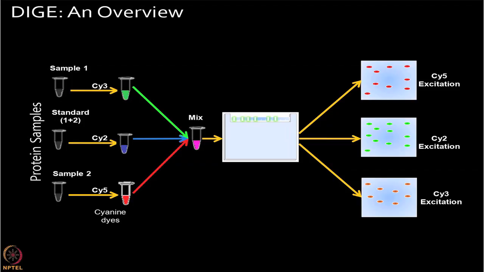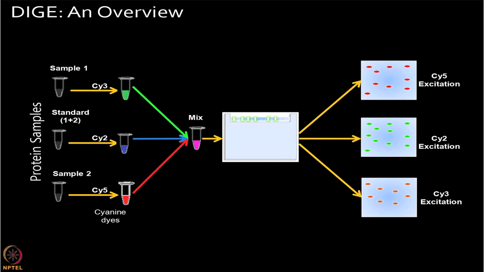In this particular technology, let us say you have two samples, condition A and condition B, which you want to compare. You can label them with Cy3 and Cy5 dyes. These are fluorescence dyes from the cyanine family. In addition to these two dyes, you also make a mixture of both samples, sample 1 and sample 2, as a reference pool, and use that reference pool to label with Cy2 dye. You mix all three samples together, run them on one gel, and then obtain three images after scanning for Cy2, Cy3 and Cy5.